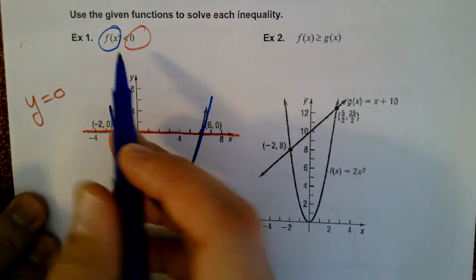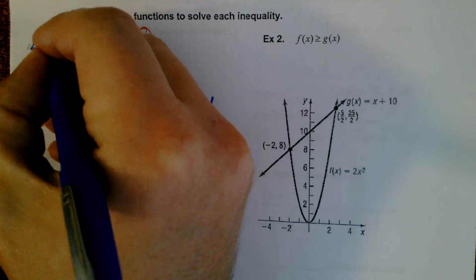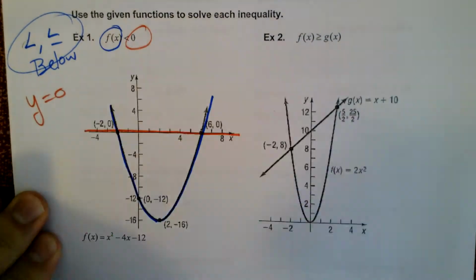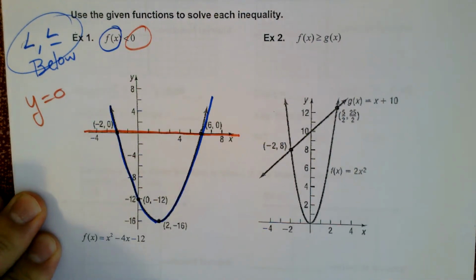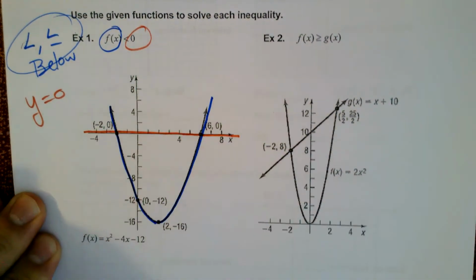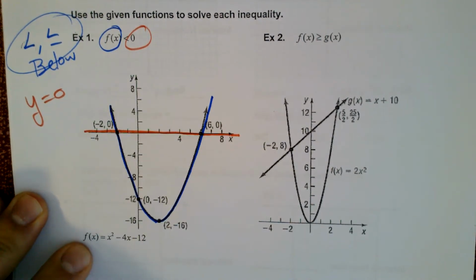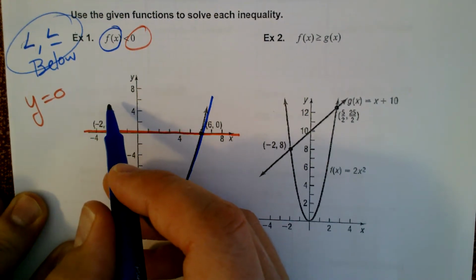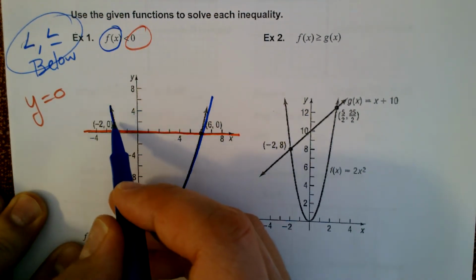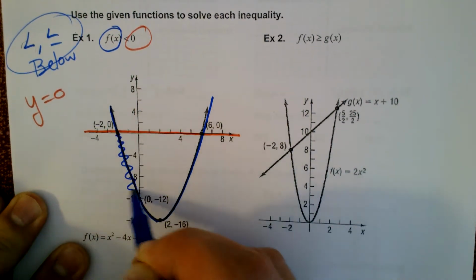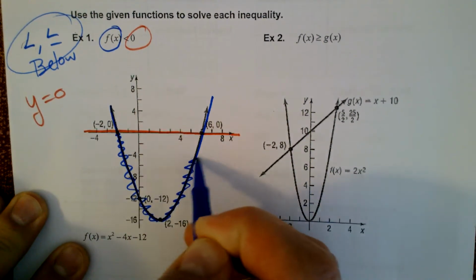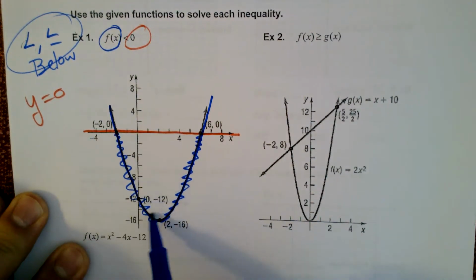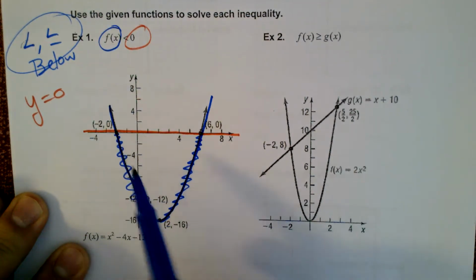Something you should make note of: if I have less than or equal to, visually I'm looking below. I'm looking to see where is it below the x-axis, where it's negative, less than 0. As I follow this graph, I'm going to do squiggles on where it's below. So this is above, above, on, and then below, below, below, on, and then above. So everywhere in between -2 and 6 is where it's below.